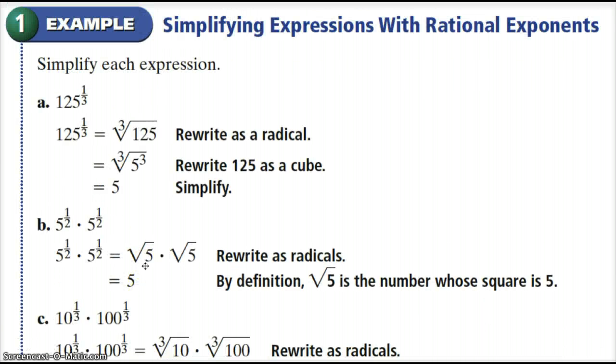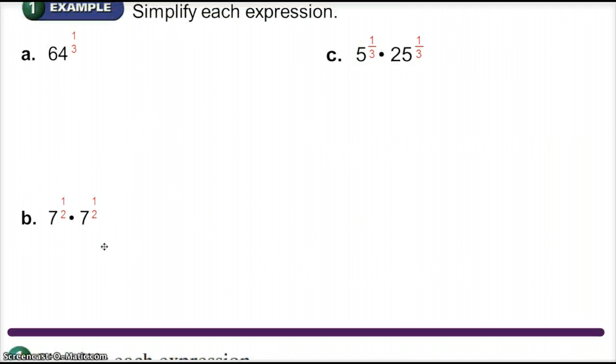Example 1, simplifying expressions with rational exponents. First and foremost, a rational exponent is just a fraction. That's all it is, a fractional exponent. Okay. I forgot that those did not come with the little fraction bars. We'll pretend that they are there. I'll draw them in before we get started.